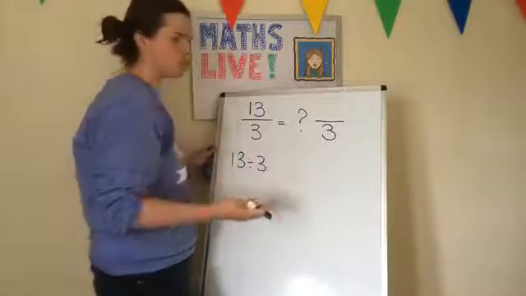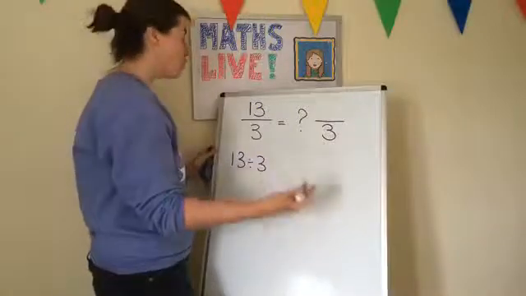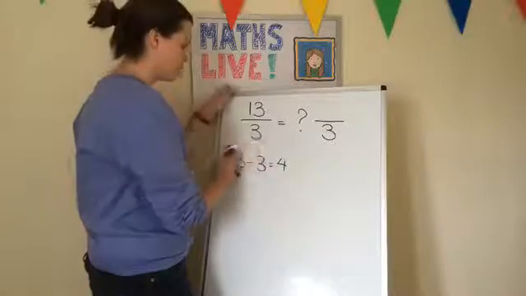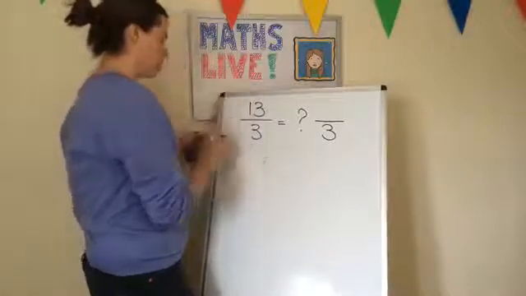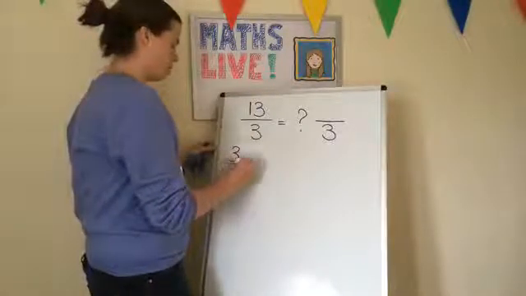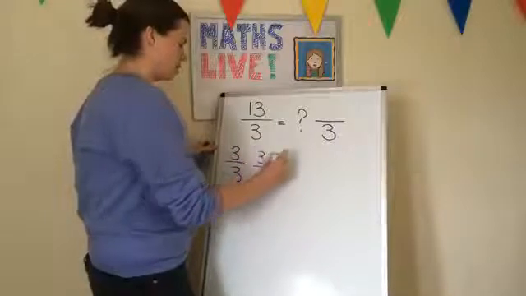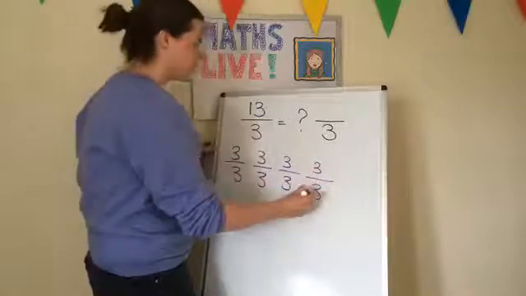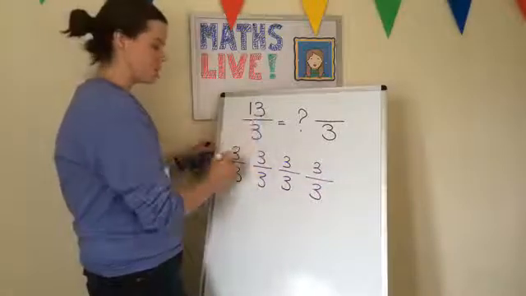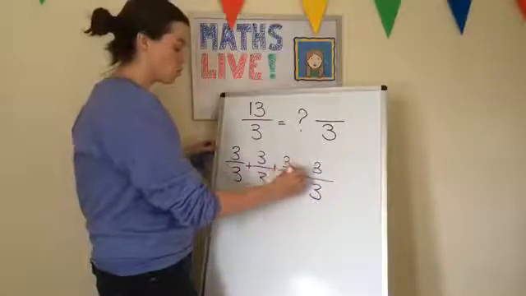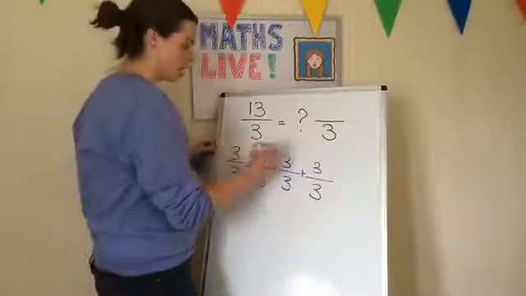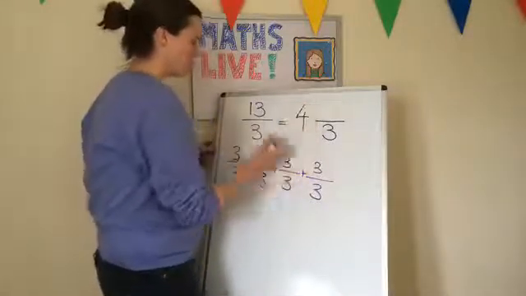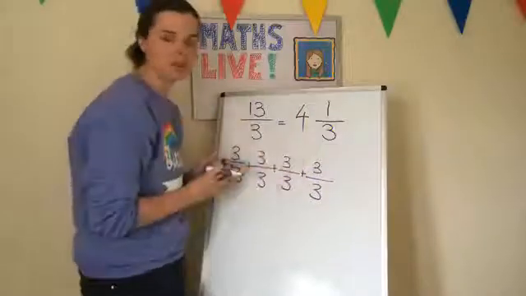So 1 3 is 3, 2 3s are 6, 3 3s are 9, 4 3s are 12. Okay, another way. So I could do 3, 6, 9, 12. And I want 13. So you can see you've got 4 groups of 3/3. 3, 6, 9, 12. So there's 4 groups, but I don't want 12, I want 13. So there's 1 left over.